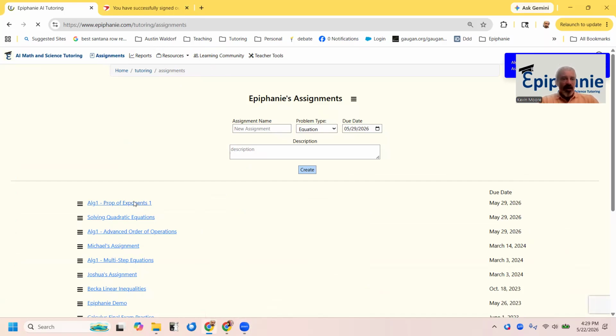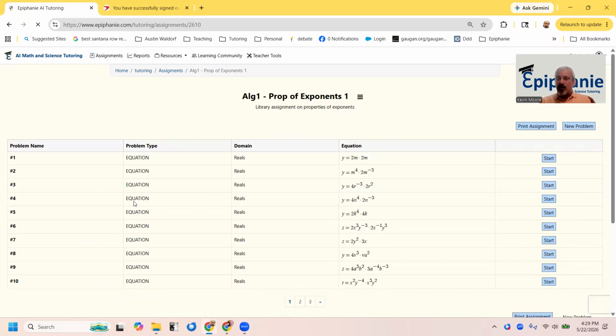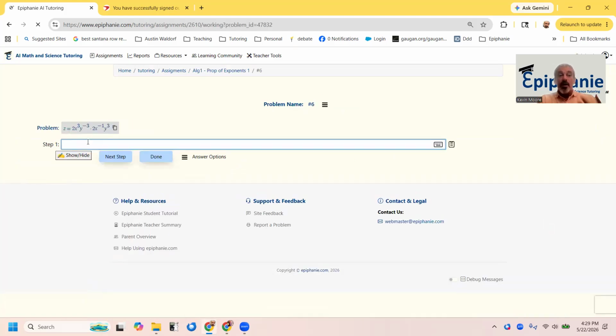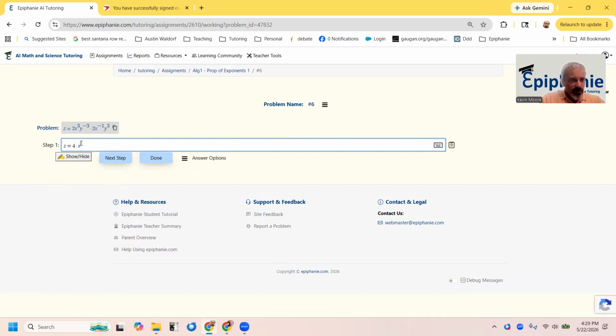So Epiphany allows you to get feedback on exactly where you're making mistakes as you work through problems. We're going to use this problem down here to get started. So number 6, we've got this equation, and we're going to go through it step by step. Epiphany is going to give us some feedback along the way. So my first step, I'm going to combine the numbers. I get 4 times x to the third times x to the negative 1 is x to the second. And then y to the negative third times y to the third, that's just y, right? And I'm going to hit next step.